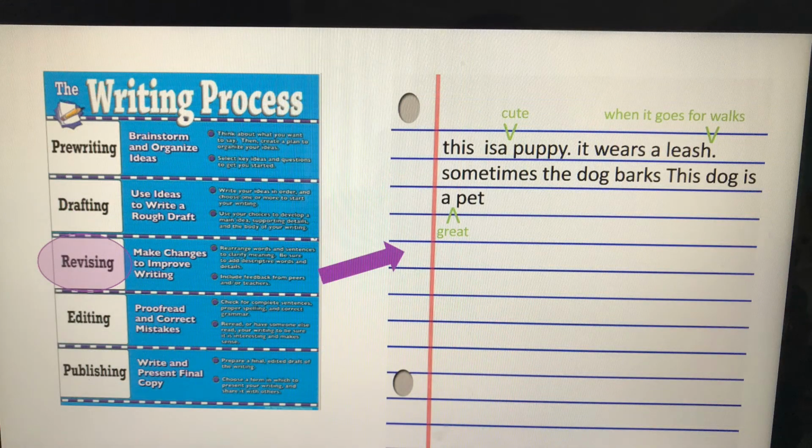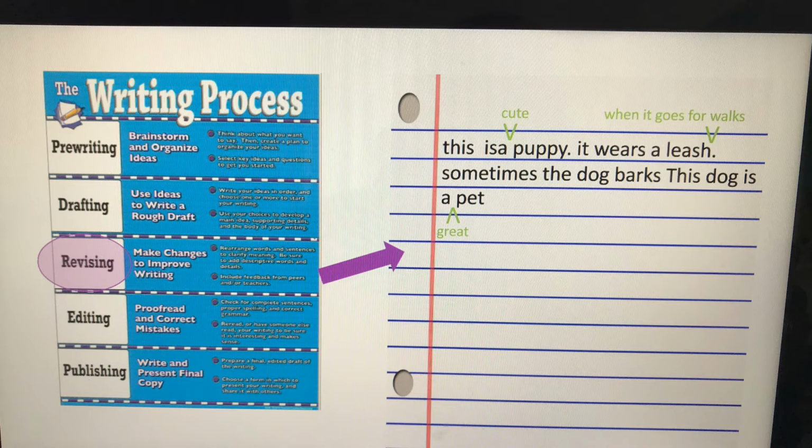Okay, it's revising time. So I'm going to make changes to improve my writing, to include more information or to fix it so it makes sense. So now I noticed that some of my sentences could have been more detailed, so I added some words. Instead of putting "this is a puppy," I put "this is a cute puppy." I added the word "cute" to make it better.